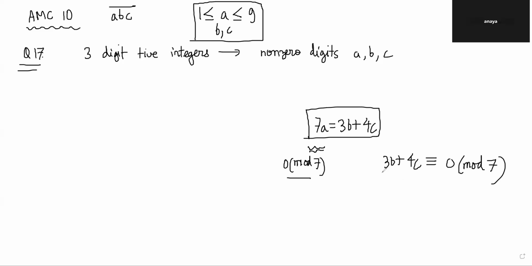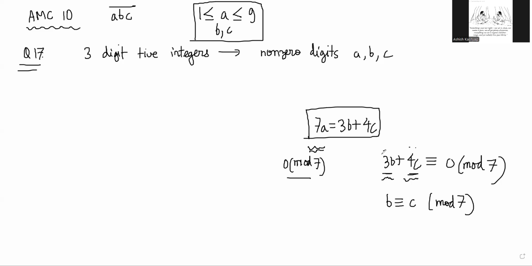Now you can say from here that if 3B and 4C are adding up to 0 mod 7, then 3 and 4 will not be contributing anything to modulo 7. They don't even have a common factor other than 1, right? So what we can say is B is congruent to C here, mod 7. Because otherwise, what will happen? Here we are getting 3B is congruent to minus 4C, mod 7, right?